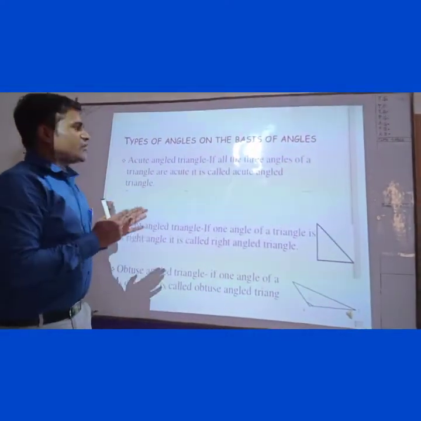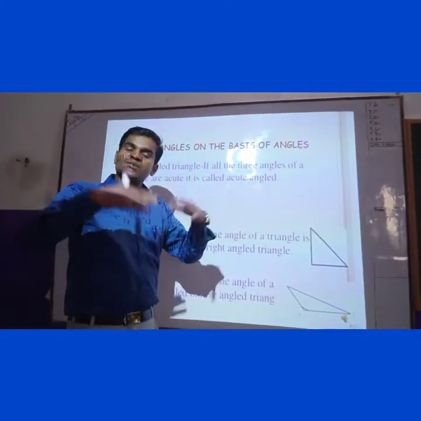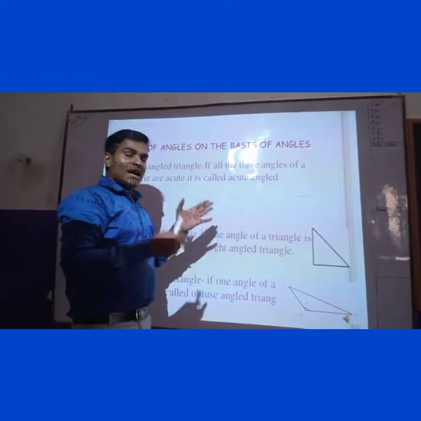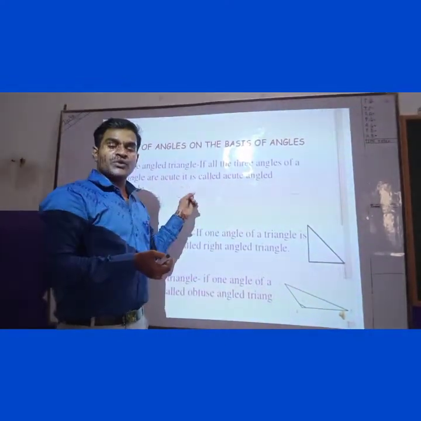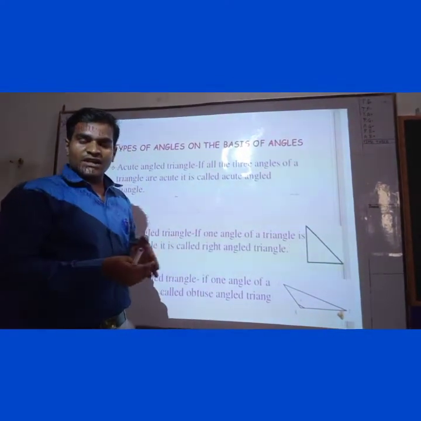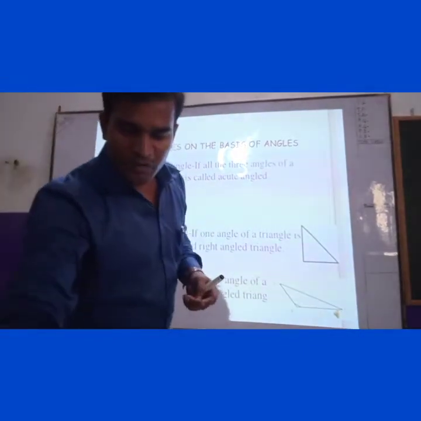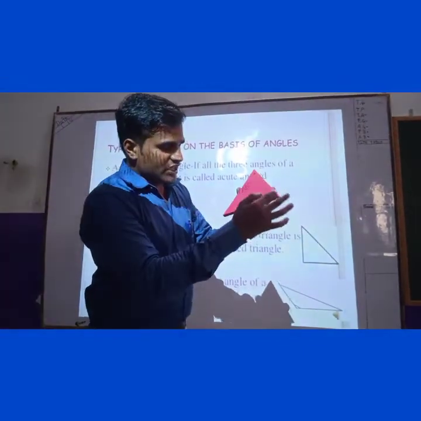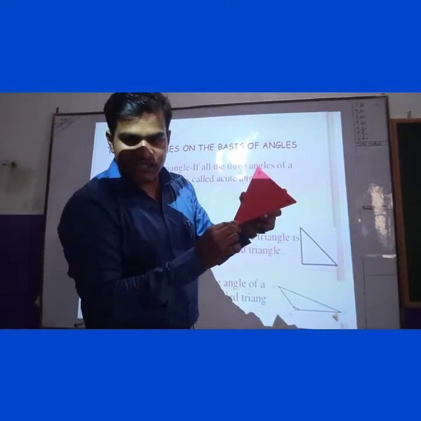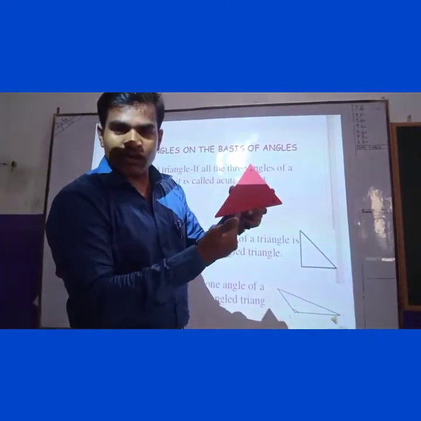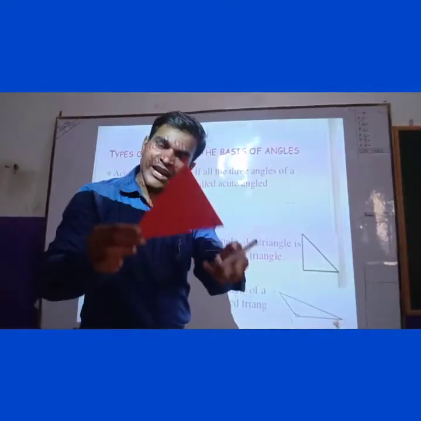Students, types of triangle on the basis of angle. There are 3 types of triangle on the basis of angle. First is the acute angle triangle. In an acute angle triangle, all angles are acute, meaning less than 90 degrees. When we measure the angles of this triangle, all are less than 90 degrees, meaning acute angles. So children, this is the example of an acute angle triangle.